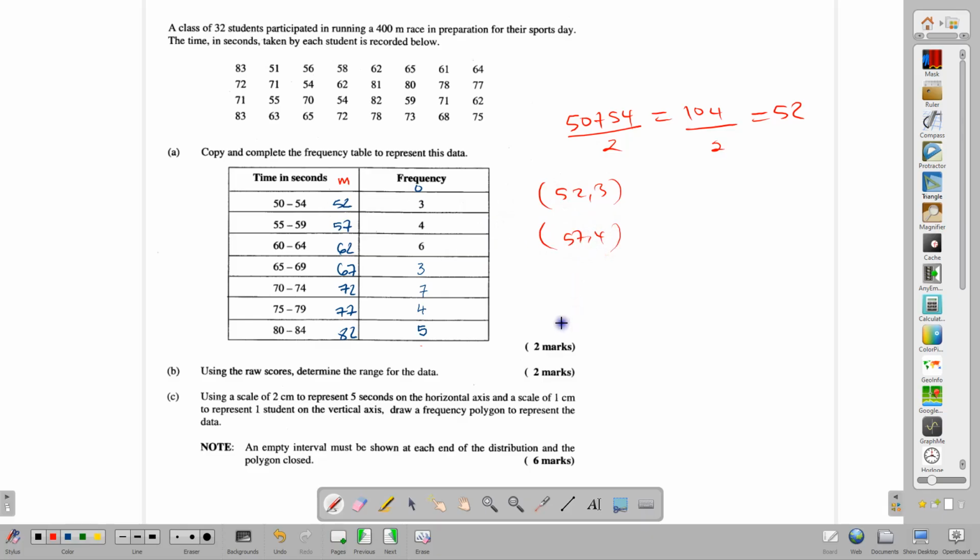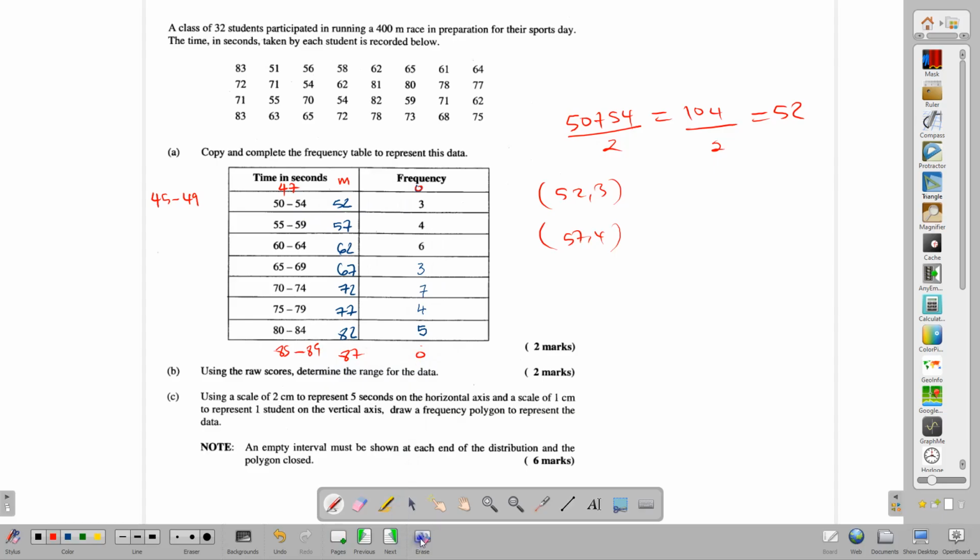To draw our frequency polygon, to close it, we need an empty interval at the beginning and at the end. So we can put an empty interval here. The interval before this one would be 45 to 49, and that would have a midpoint of 47. I'm just going to drop it here, and a frequency of 0. Also, the one after this would be 85 to 89, and that would also have a midpoint of 87 with a frequency of 0. So these are important to close it.